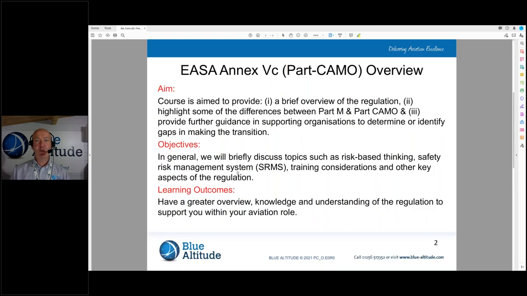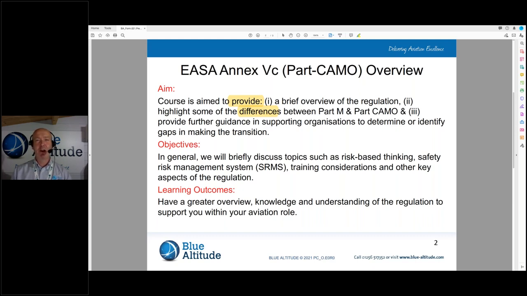So, like every course we deliver, we always think about the aim, objectives, and the learning outcomes. The aim of this course really, and we've identified three main aims. Firstly, is to give you a brief overview of what the regulation looks like. The second one is we're going to highlight some of the differences between the Part M and the Part CAMO, because there are significant differences and you need to get your head around that.